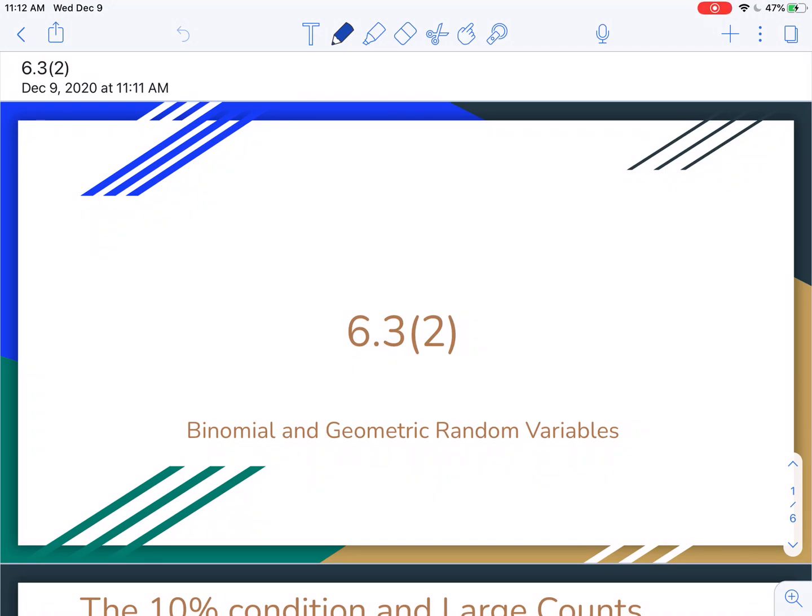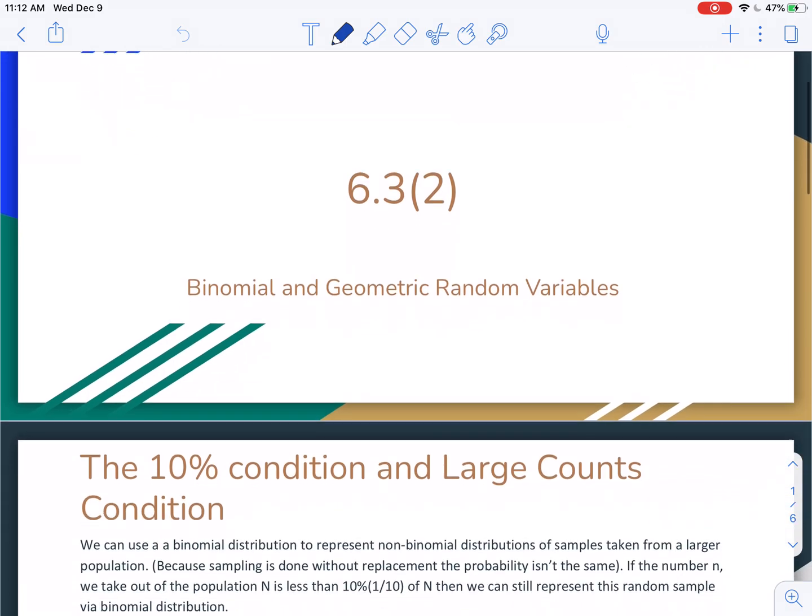These are the 6.3 Part 2 notes. This is finishing up binomial random variables, and we're going to look at geometric random variables as well, which there's really not too much to talk about in geometric random variables.